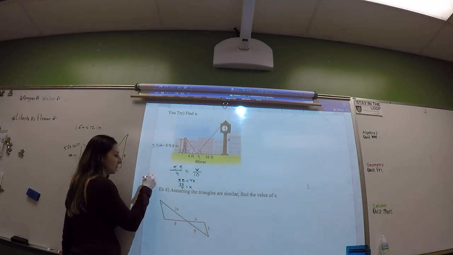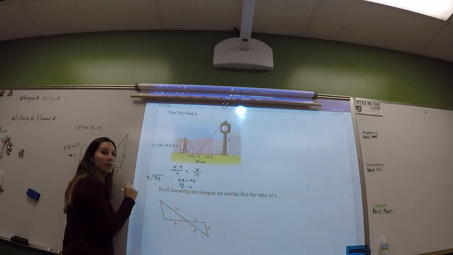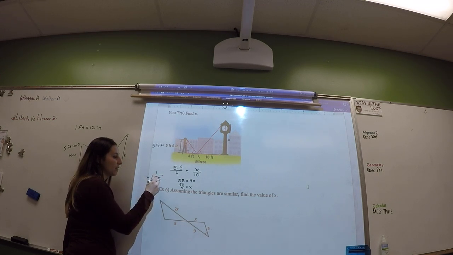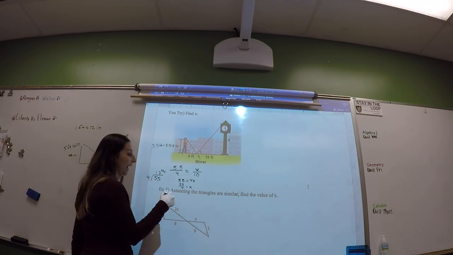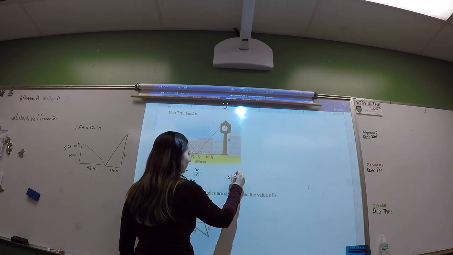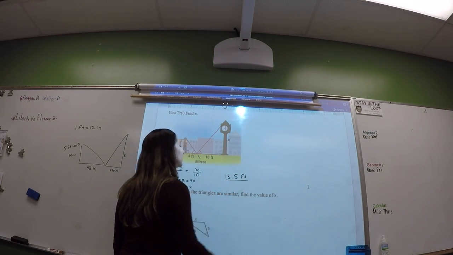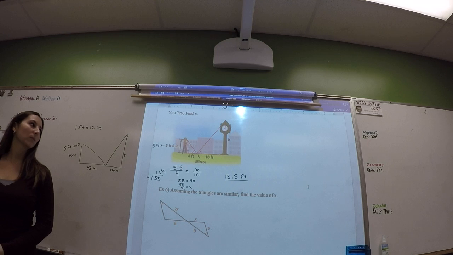So we need to know how many times 4 goes into 55. So 4 goes into 5 once, 1 left over. 4 goes into 15 3 times with 2 left over. Okay, so that's 13 and a half. So 13.5 feet. Good job.